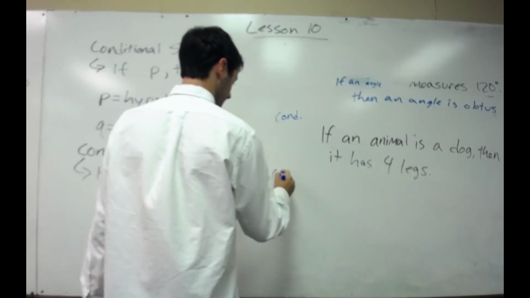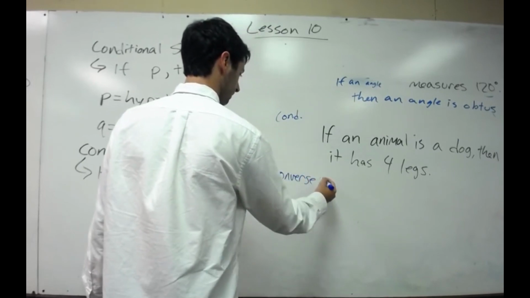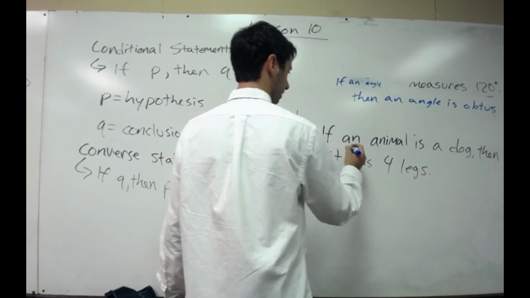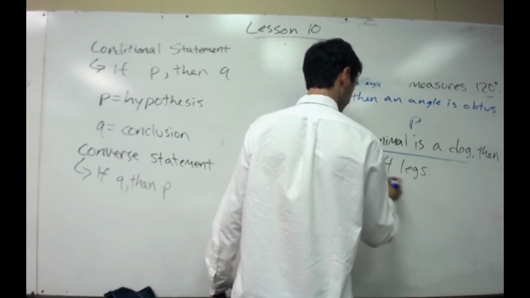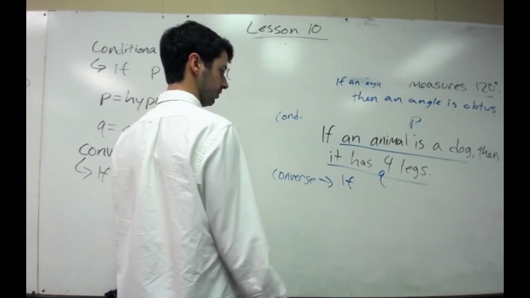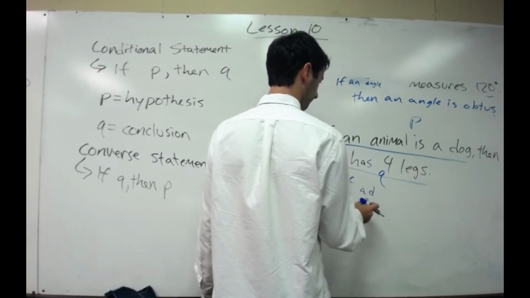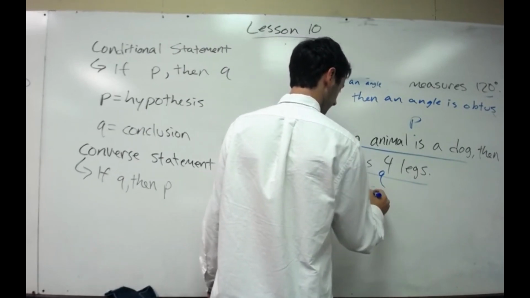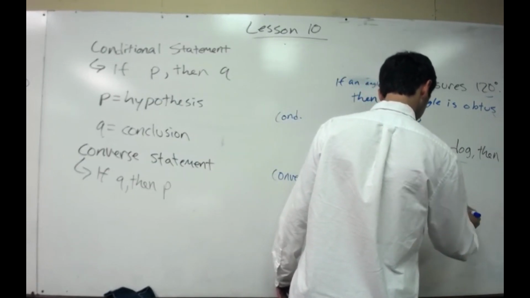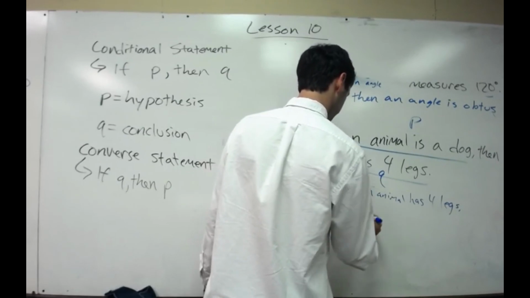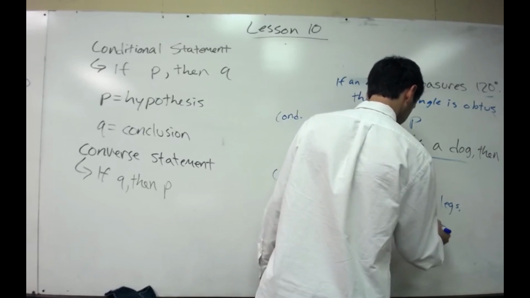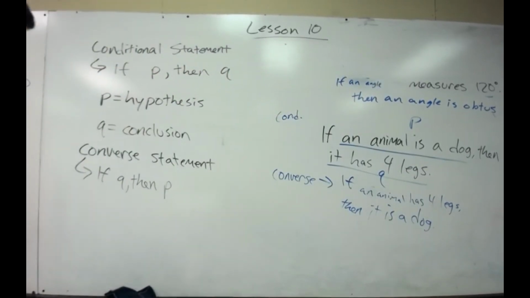Our converse statement, it asked us to write the converse, would be, and this is our P, this is our Q. Converse is if Q, then P. So if we're referring to animals, an animal has 4 legs, then our conclusion, it is a dog. So that would be our converse.